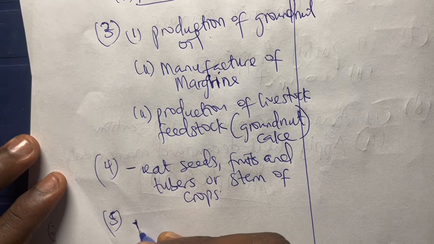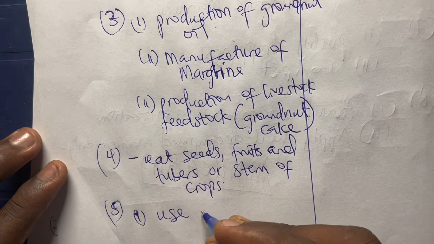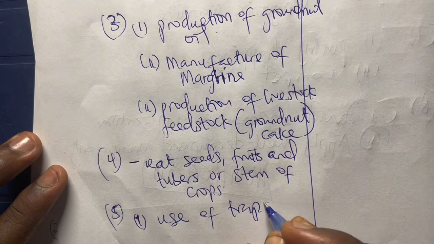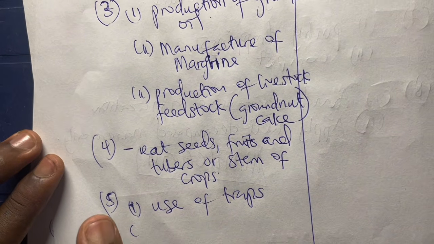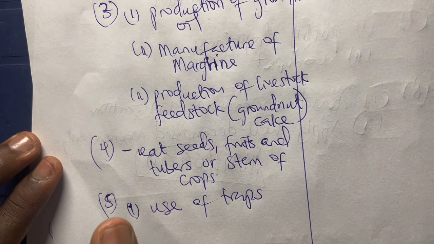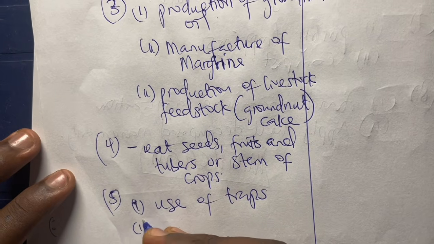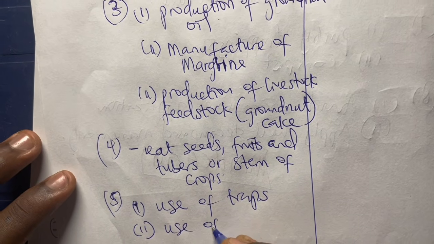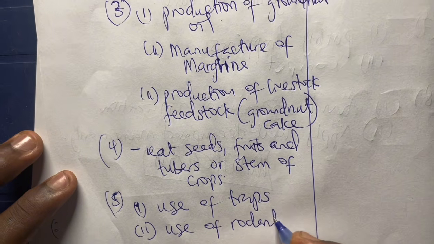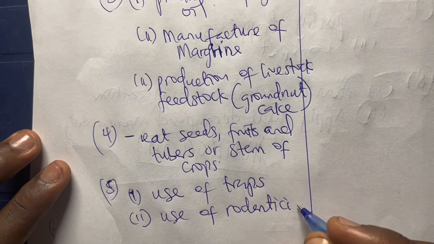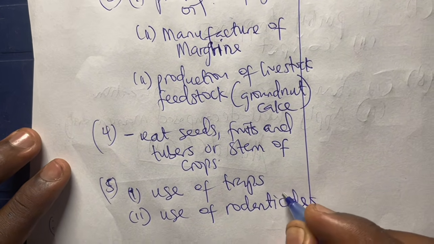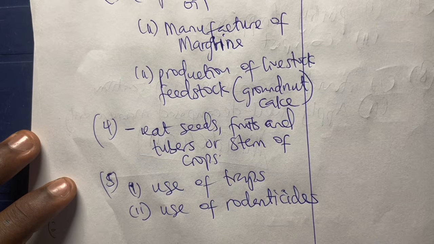So one of them is that you must use a trap. Use of trap. So rat is a pest. Good. Another is use of rodenticide. We already know that rat is a rodent. So you have to use rodenticide to kill the rat.